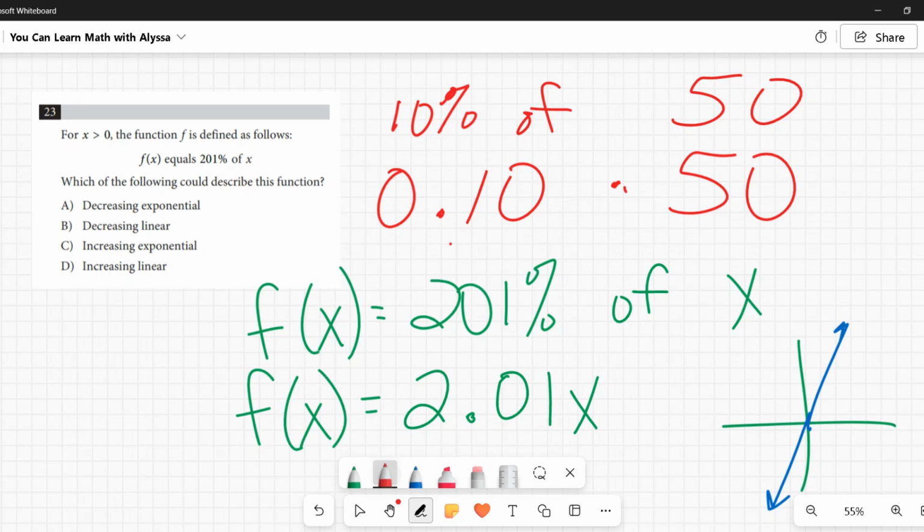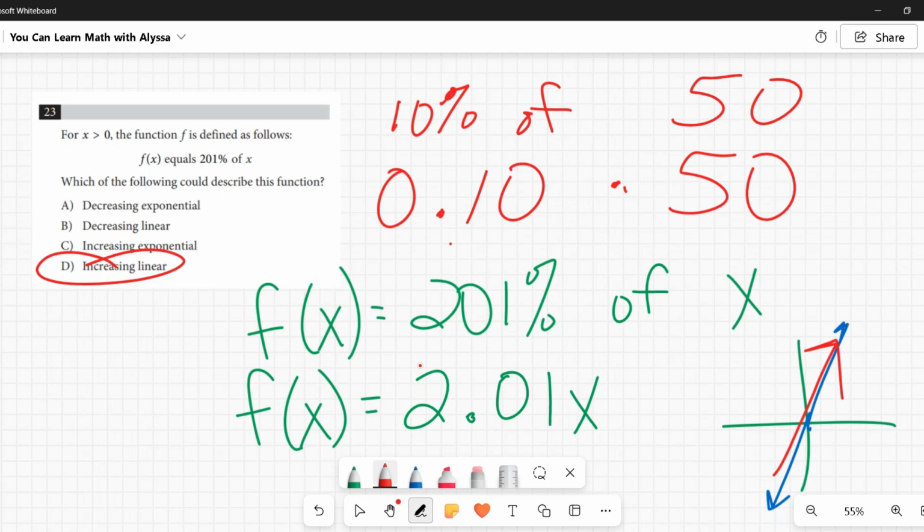It's a line. And as we go from left to right, like how we read in English, it's going up. So it is an increasing linear function. It is D. They love this one. This is a good one to know. And it looks kind of funky, but once you know how to do it, this is going to be a quick and easy problem for you.